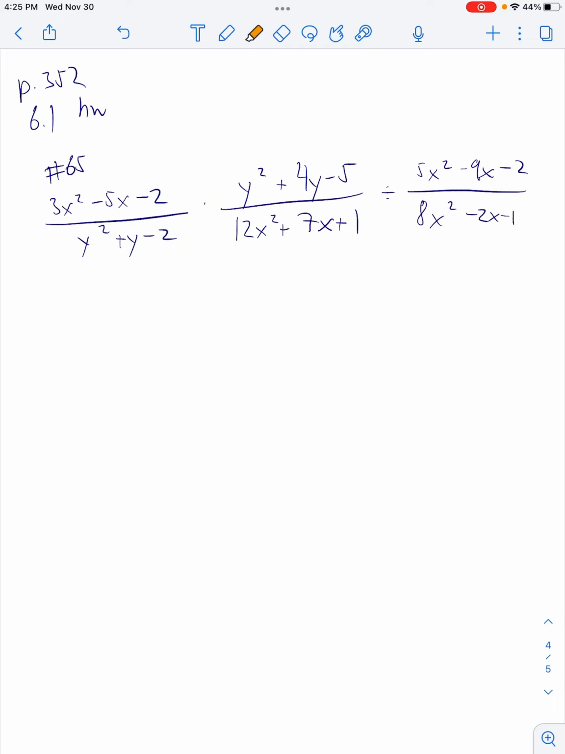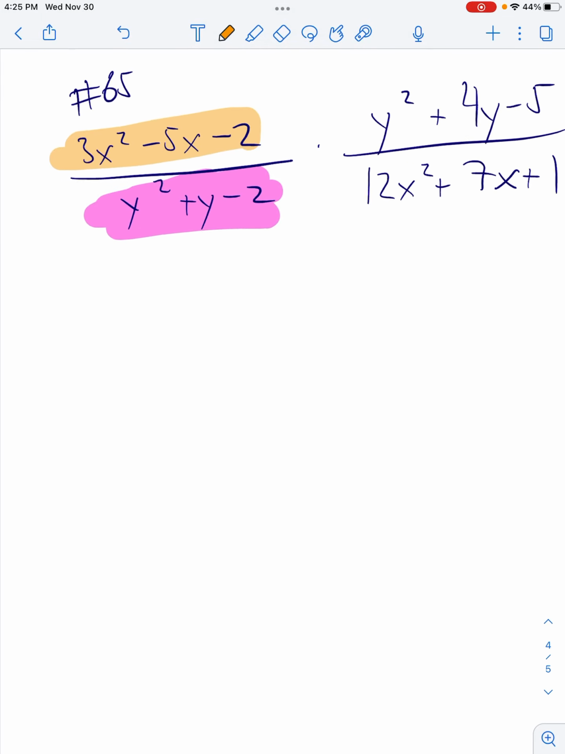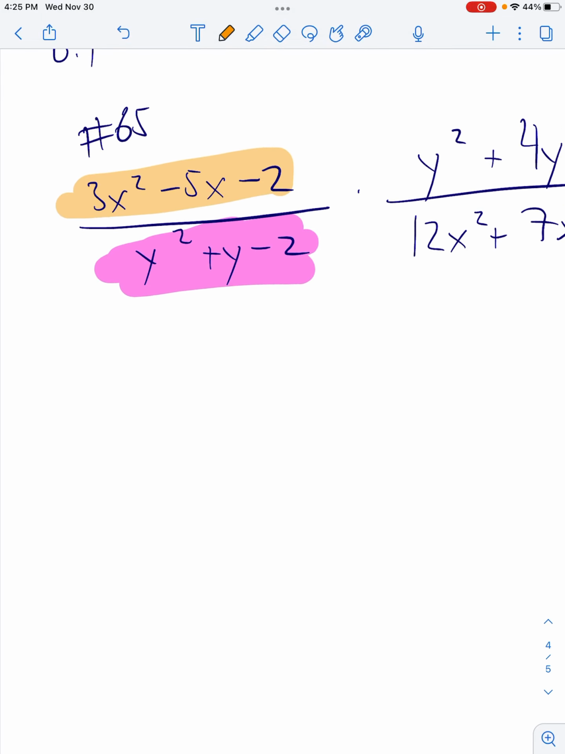So I'm going to start by just factoring all of these. I'll color code them. I'll start with this part in orange, 3x squared minus 5x minus 2. Guess what? It does factor super easily. It's a trinomial, and the lead coefficient is not 1. So set up your little shell.